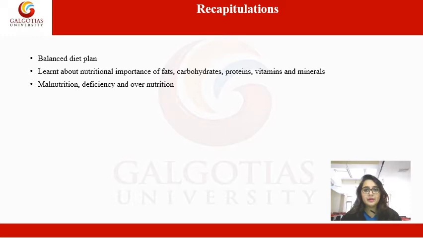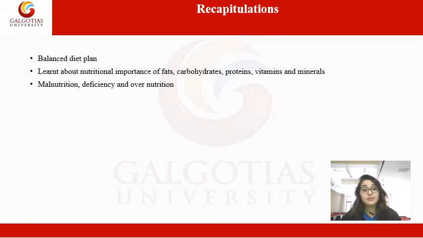So, recapping what we studied in our last lecture, we discussed the balanced diet plan. We looked at various products and components which are required by our body to function properly without any problems in the future. We discussed how much protein, fats, and carbohydrates are required for the body to function properly, and the nutritional importance of fats, carbohydrates, proteins, vitamins, and minerals.